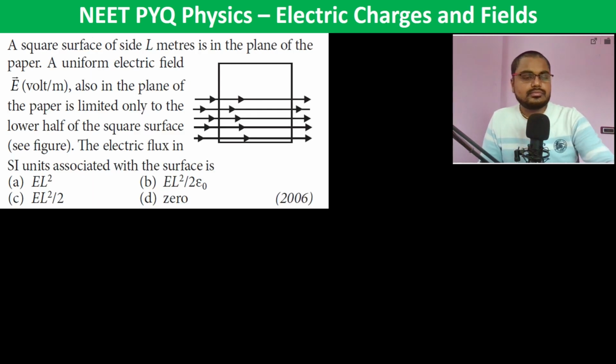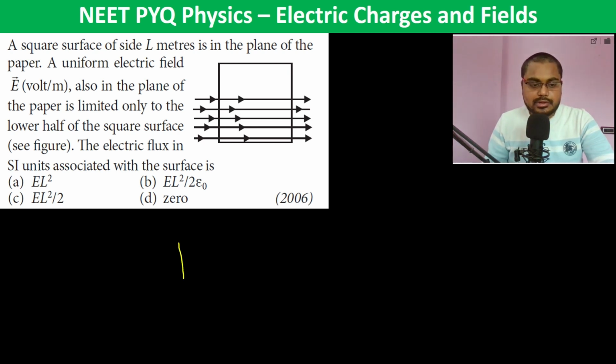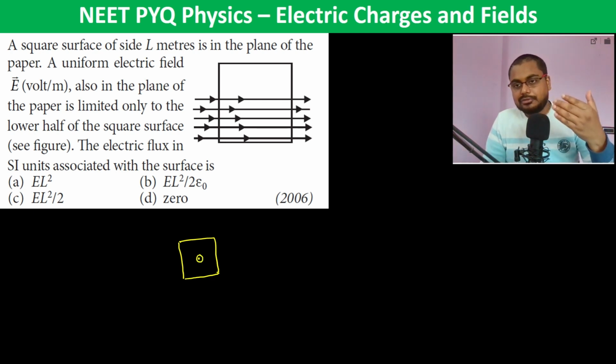Thank you. A square surface of side L meters is in the plane of the paper. Uniform electric field, also in the plane of the paper, is limited only to the lower half of the square surface. See figure. The electric flux in SI units associated with the surface. Like for any area, the area vector is going to be perpendicular to the plane of the figure.